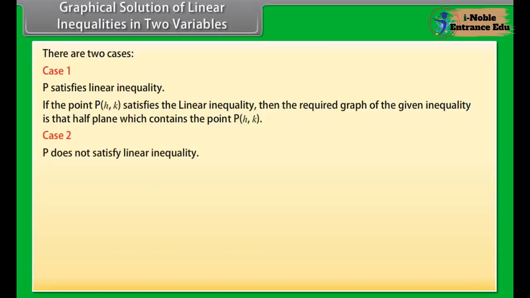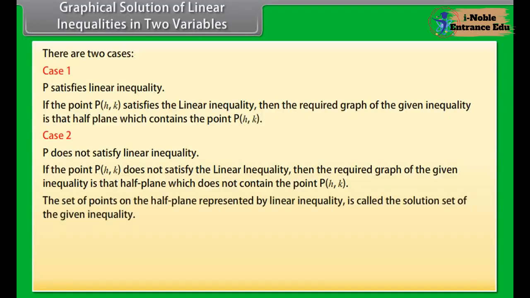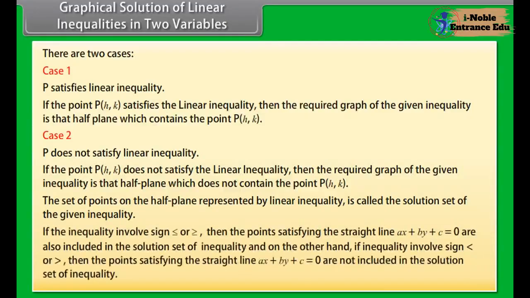If the point P(h, k) satisfies the linear inequality, then the required graph of the given inequality is that half plane which contains the point P(h, k). Case 2. P does not satisfy the linear inequality. If the point P(h, k) does not satisfy the linear inequality, then the required graph of the given inequality is that half plane which does not contain the point P(h, k).